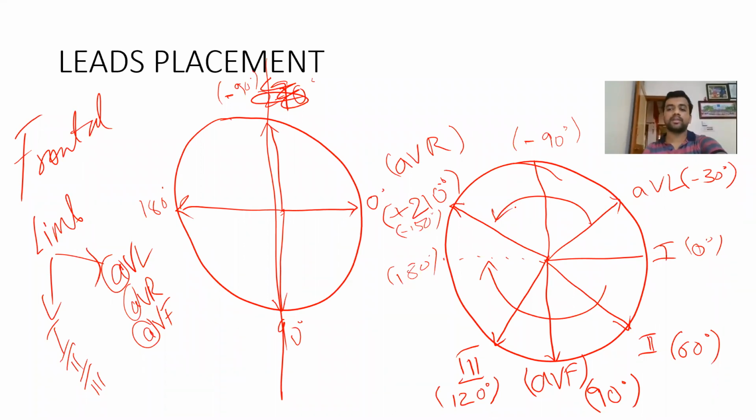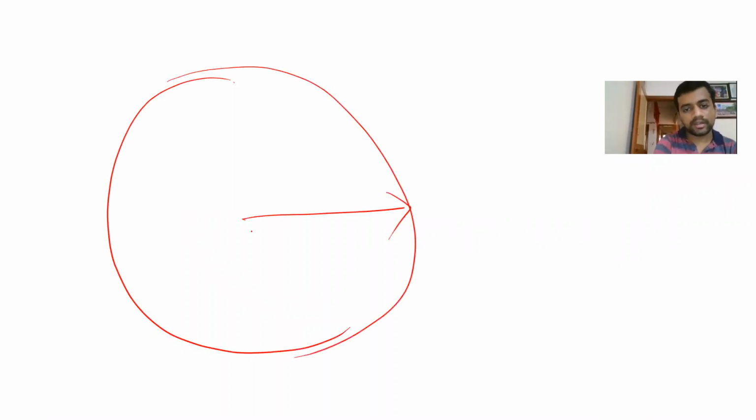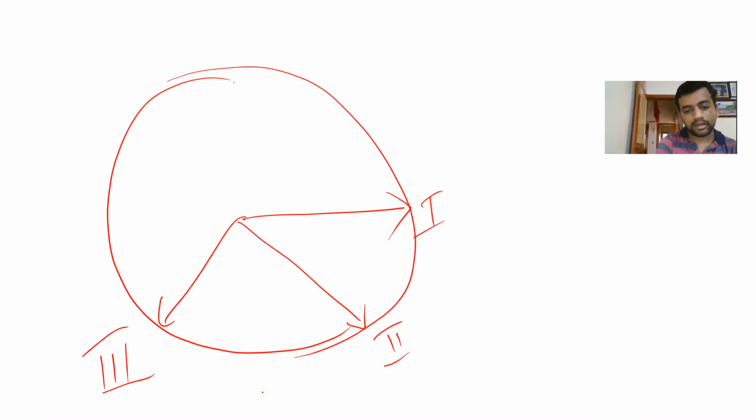This is very important, because if you don't remember this part, then we have some numerical problems based on the ECG to solve, and none of you will be able to solve them. So one more time, we will draw this. This is the frontal axis which we have. This is your lead 1, this is your lead 2, and this is your lead 3. We have the foot lead here, AVF.